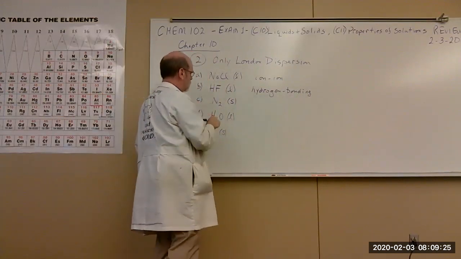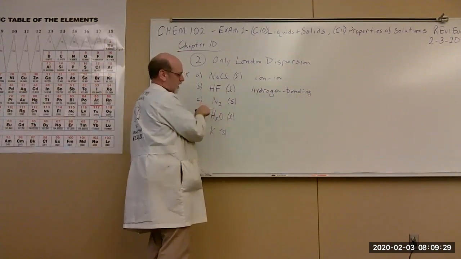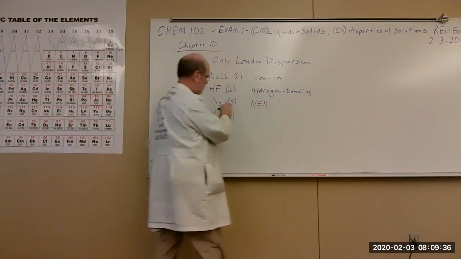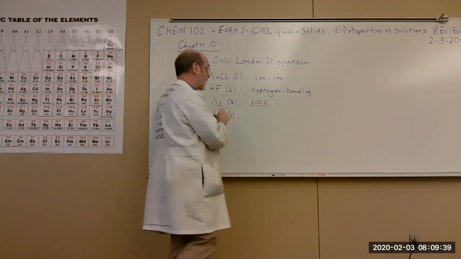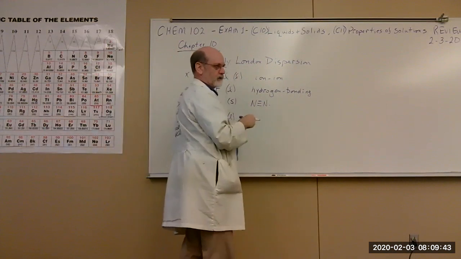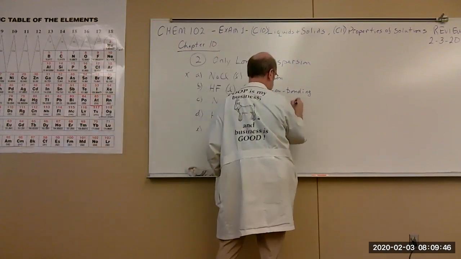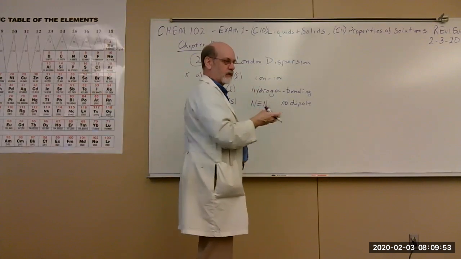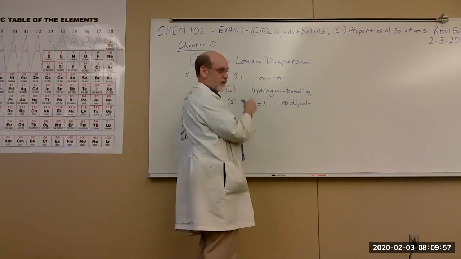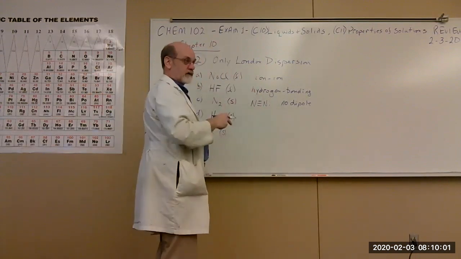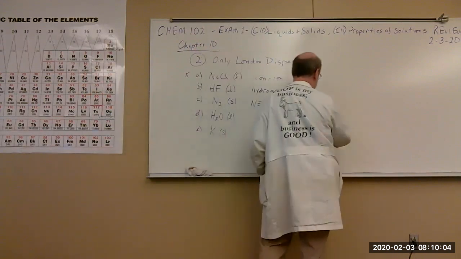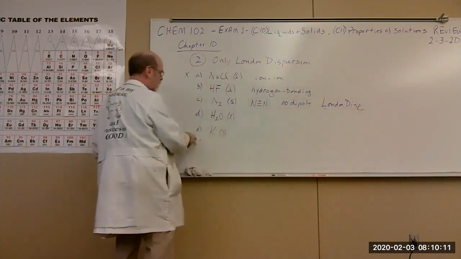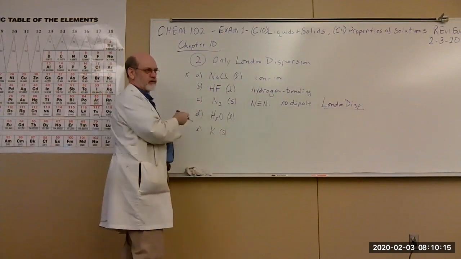Okay, how about N2? What attractions? Well, what is N2? Is it covalently bound? Dinitrogen molecule, right? Okay. So, are there any dipoles here? I say yes. How could there be dipoles if nitrogen and nitrogen are identical? You don't get any uneven distribution. So, there are no dipoles. There are no ions. So, what's left? London. That's the only thing active. And since we don't have all of the above, none of the above, two of the above, whatever, if you're in the middle of a test, that's where you stop.